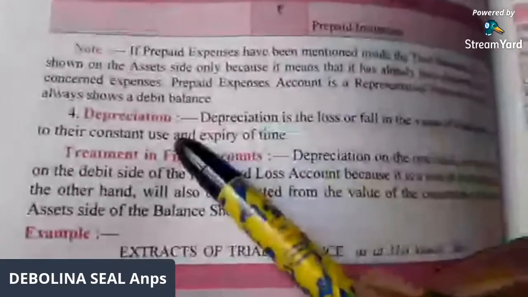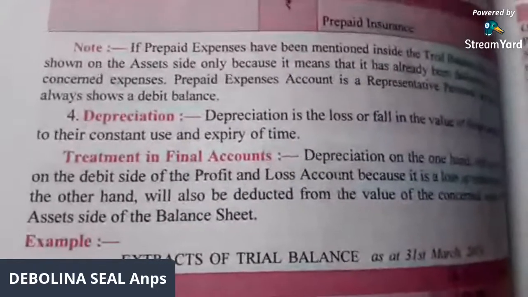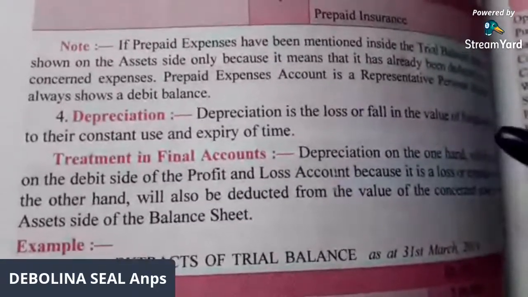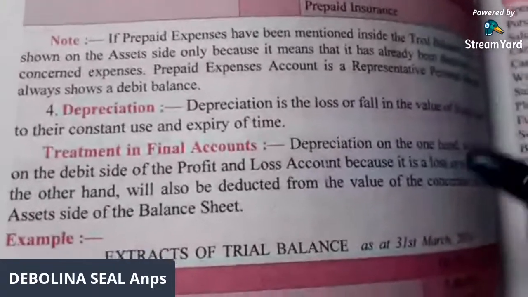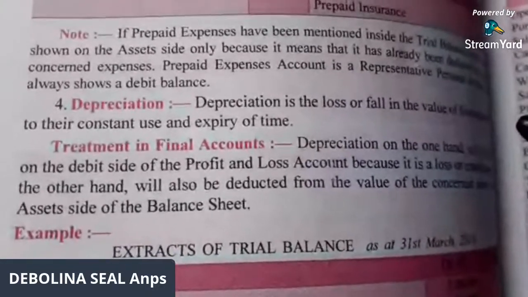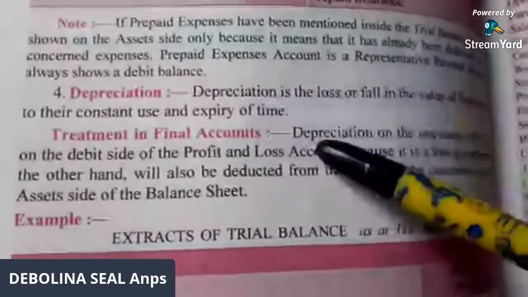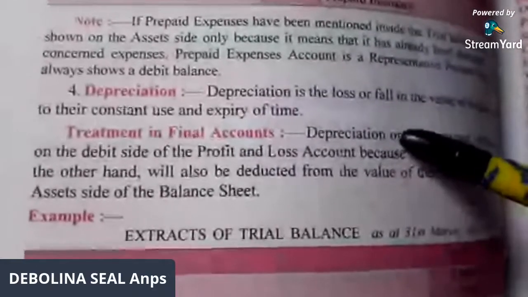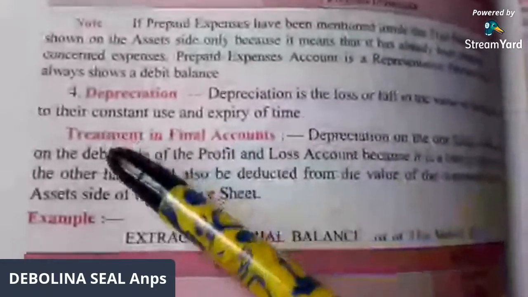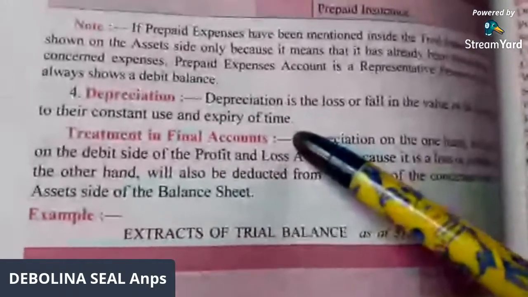Already we have done a big chapter on depreciation. You know, depreciation is what? The gradual decrease or fall in the value of an asset due to its constant use. So everything has got an expiry time, isn't it? So same with all assets. When you are buying and using it, it has got a time span. Okay. So treatment in final accounts, how you are going to treat depreciation.